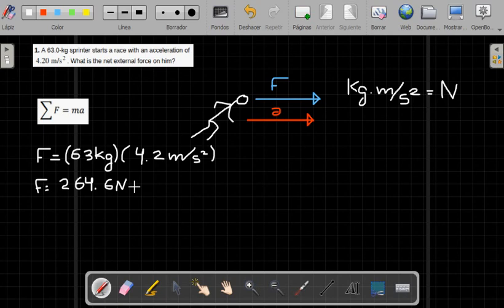Ahí ya termina ese ejercicio. Eso es todo lo que nos están pidiendo. ¿Cuál es la fuerza neta externa que se realiza sobre el corredor cuando él empieza a correr? I hope you could understand it. It's very easy. We're going to start this new topic with the easiest exercise, but as we go on, we will have to increase the level of difficulty.